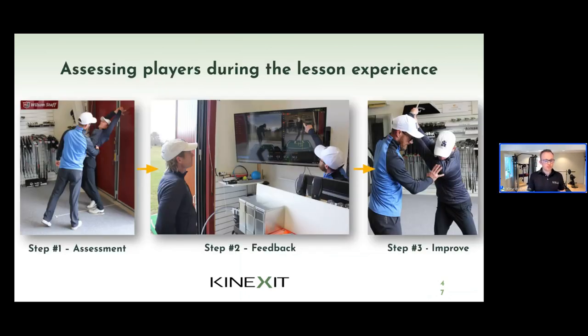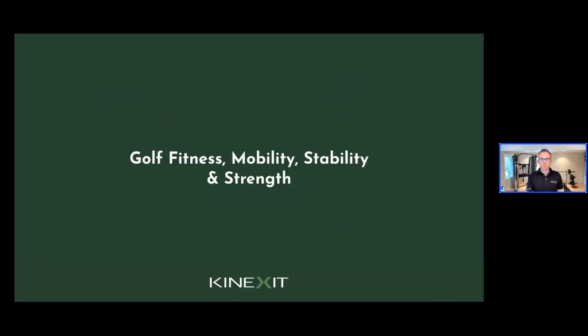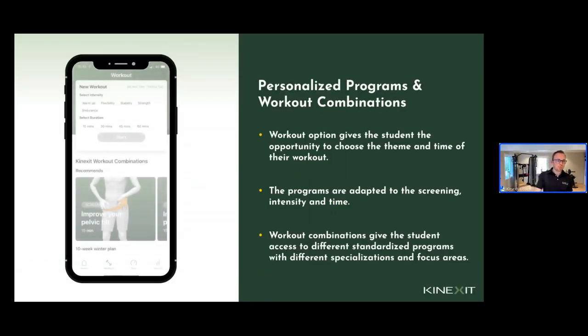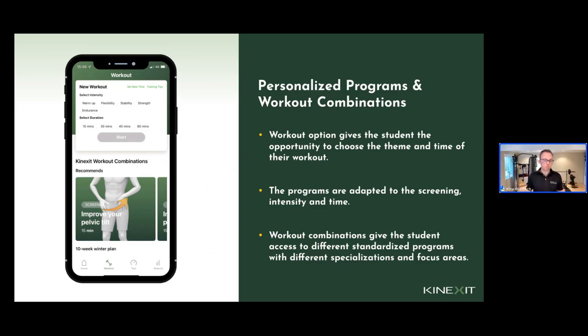Now, step three is the improve part, the actual drills and exercises. Now, when it comes to this, Kinexit is really an important piece to how we help players move better. In Kinexit, we've created a platform. We've got a little over 1,000 exercises, but we just can't give a person 1,000 drills. It's just too much. So our AI will decide, based on the tests and the person's profile, what drills and what programs will be good for the player.